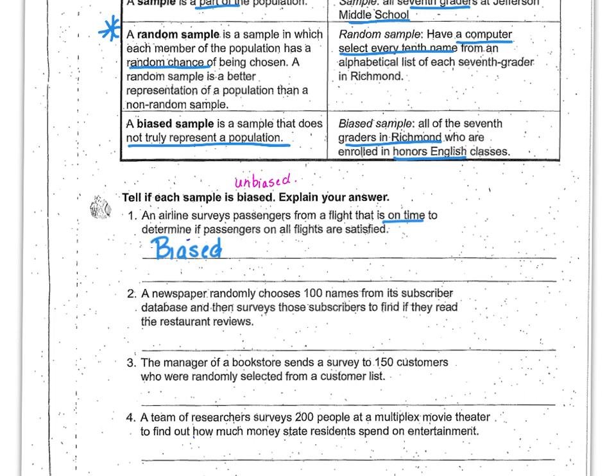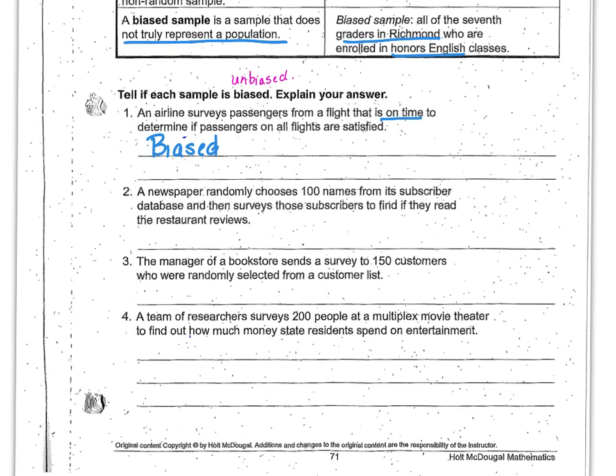not be satisfied. Okay? Number 2, it says, a newspaper randomly chooses 100 names from its subscriber database and then surveys those subscribers to find if they read the restaurant reviews. I would have to say that this is unbiased, simply because they took 100 names randomly from their database of customers.